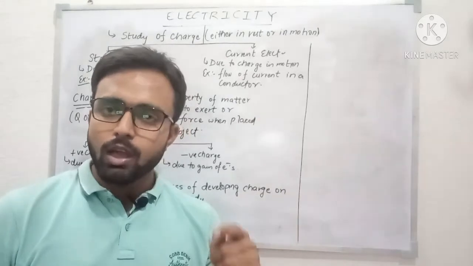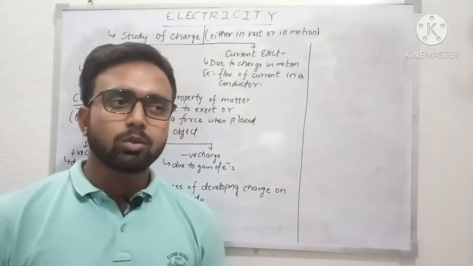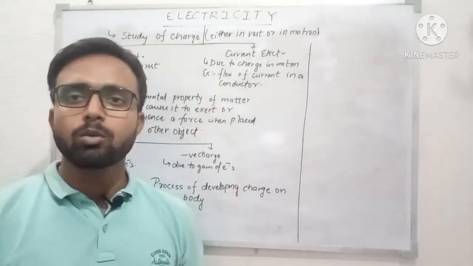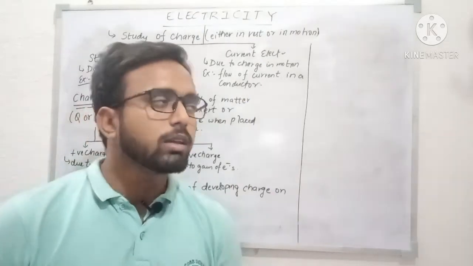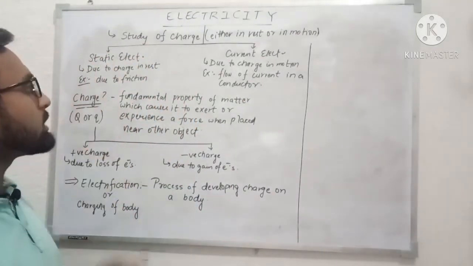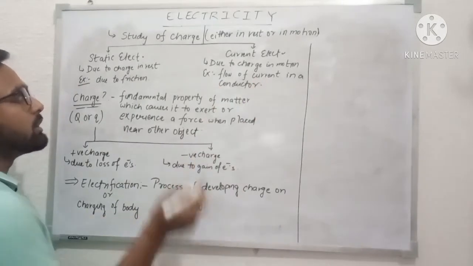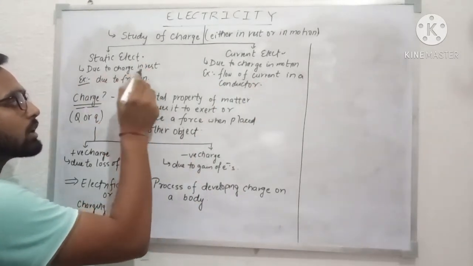चार्ज रेस्ट में भी हो सकता है और मोशन में भी हो सकता है. तो एक ब्रांच है फिजिक्स का जिसमें हम लोग चार्ज के बारे में पढ़ते हैं. ये दो तरीके का होता है, एक स्टैटिक इलेक्ट्रिसिटी और एक करंट इलेक्ट्रिसिटी. स्टैटिक इलेक्ट्रिसिटी इज ड्यू टू charge in rest.